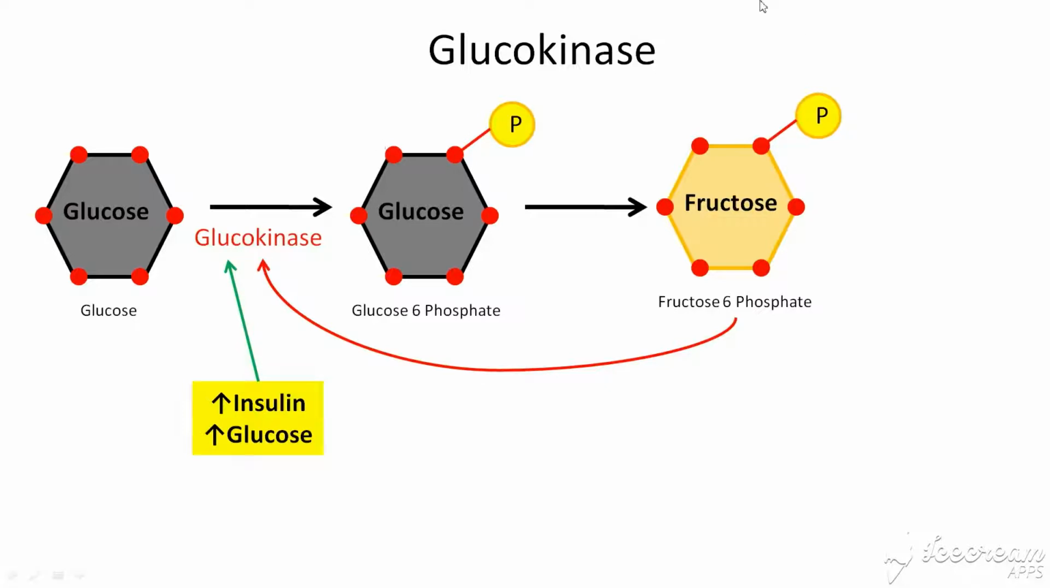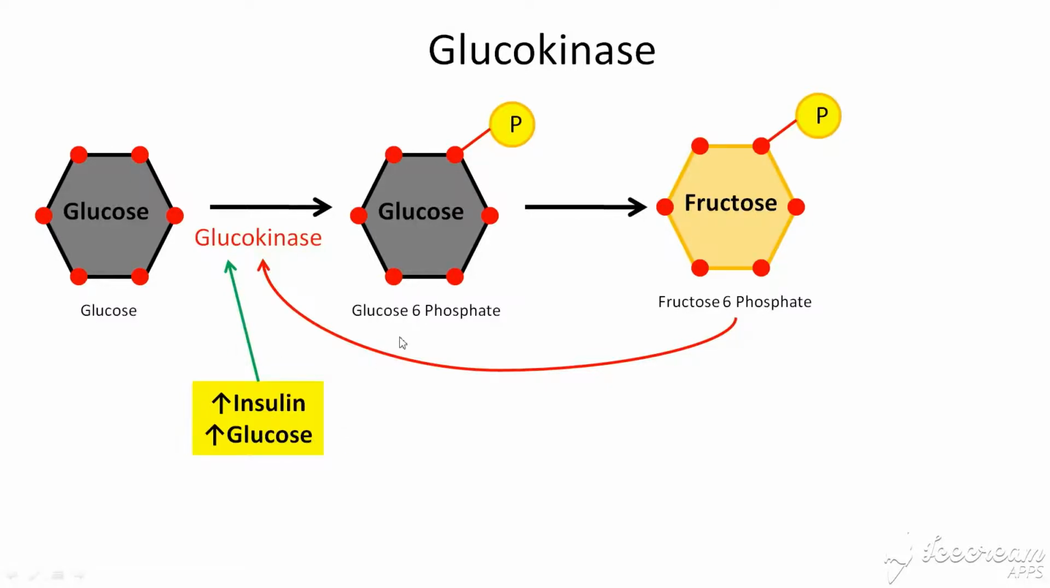Okay, so like we said before, glucokinase is going to be found in the liver and in the beta cells of the pancreas. Now, glucokinase is going to catalyze the reaction that converts glucose to glucose 6-phosphate, but it's not going to be inhibited by glucose 6-phosphate. It's actually going to be inhibited by the next intermediate of glycolysis, which is going to be fructose 6-phosphate. So fructose 6-phosphate is going to have negative inhibition on glucokinase. Now this negative inhibition can be overcome by rising levels of insulin and glucose.